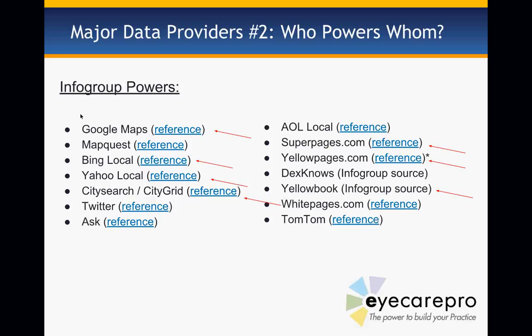Okay, so I understand that Infogroup is an aggregator that sends information to all of these ones, but I guess my question is, some of them have a blue underlined reference, and some of them say Infogroup source.